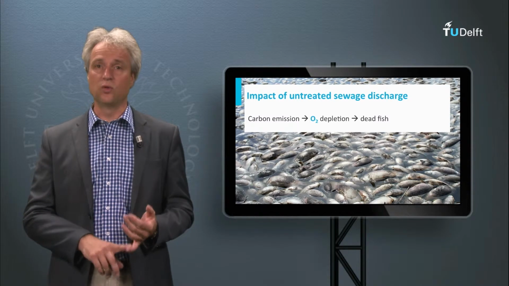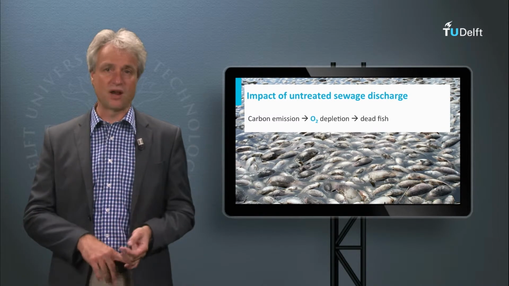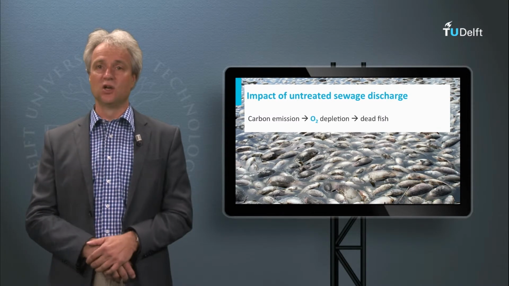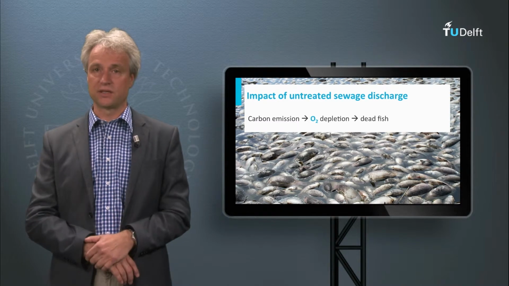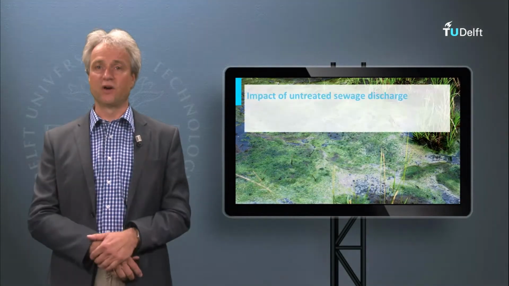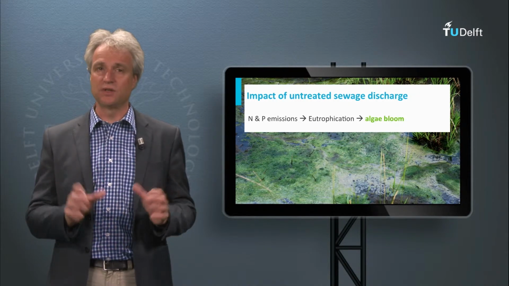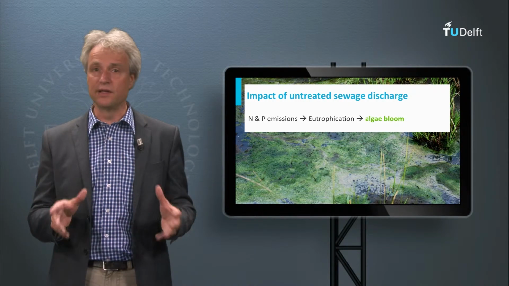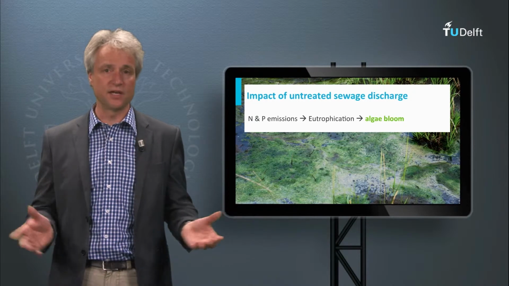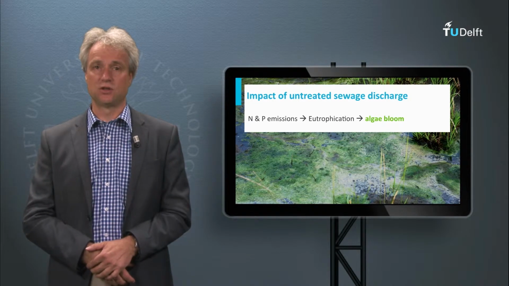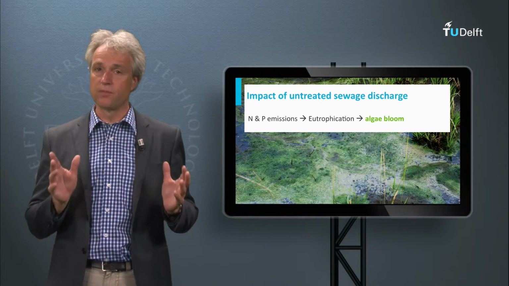Since the self-attenuation of these waters is very limited, such discharge will lead to severe environmental impacts. In order to protect the environment, financial investments have to be made to establish treatment technologies. And particularly in congested areas or urban settlements, uncontrolled discharge of large sewage flows is considered problematic.